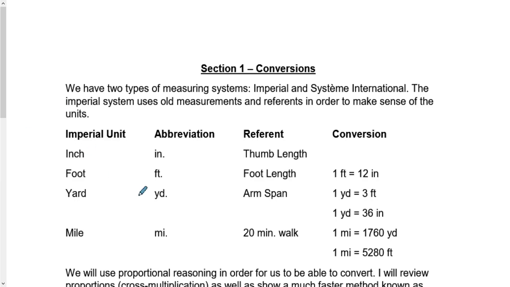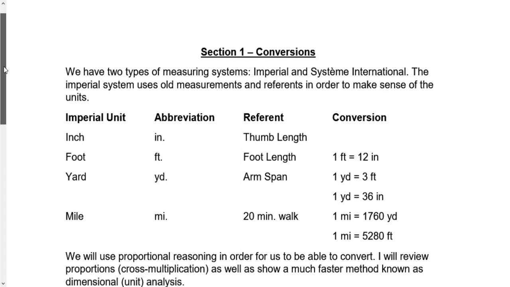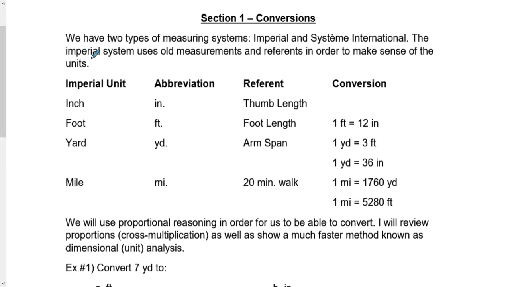So section 1, we talk about just conversions. Now there's two types of main measuring systems. There's the Imperial and there's the System International. The Imperial System uses old measurements and reference in order to make sense of the units. So this is the one that is primarily done in the United States. Of course, ours is the System International.